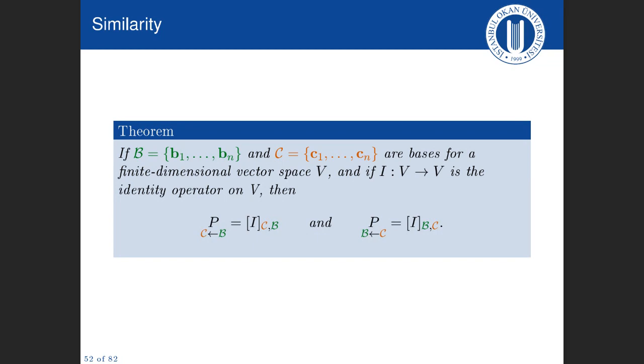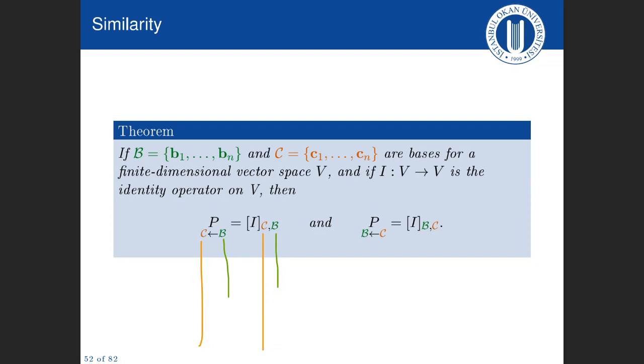And there's another reason why this is a nice notation. P has C on the left, and the matrix for I has C on the left. P has B on the right, and I has B on the right. Matrix for I has B on the right.